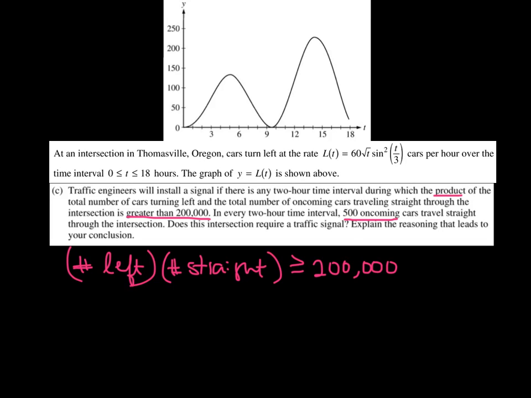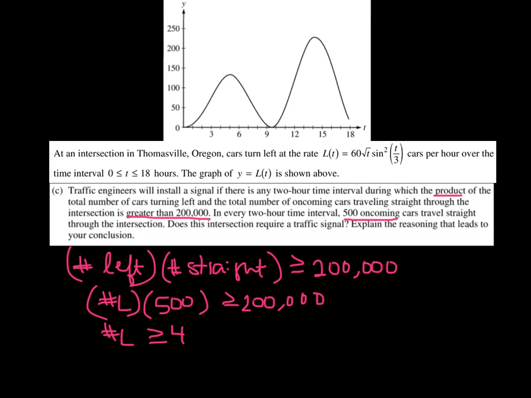All right, well, what do I know? I don't know the number going left, so I'm just going to put the number L is unknown. I do know the number going straight is 500, and so basically what I need to understand is that the number going left during a 2-hour interval has to be greater than or equal to 400. Now, this is over a 2-hour interval.